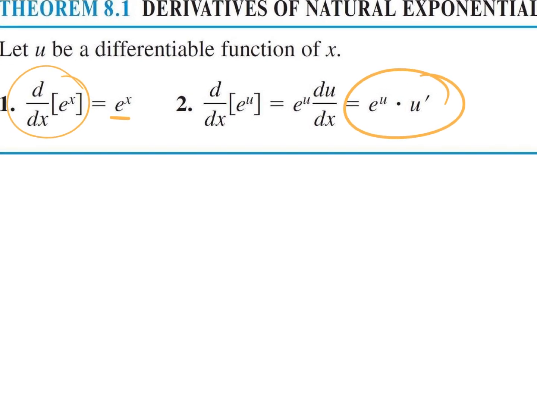So if I had something like e to the power of 2 times x, when I take the derivative of this, we keep it the same, so e to the power of 2x, and then we multiply it by the derivative of the exponent. What's the derivative of 2x? 2. So this would be 2 times e to the power of 2x.